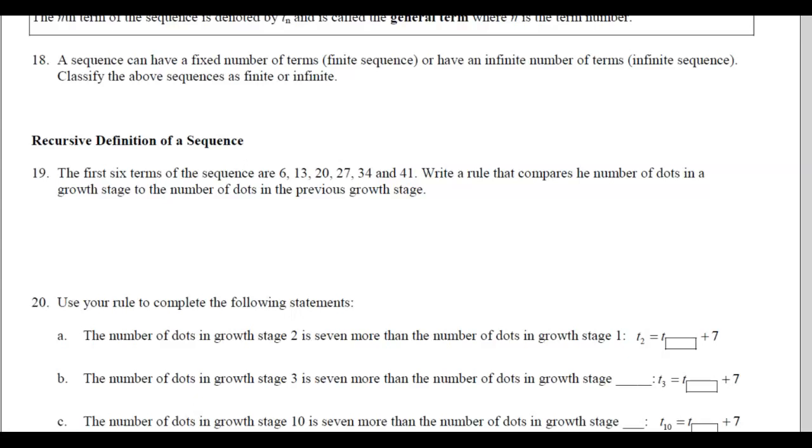So the first 6 terms of the sequence are 6, 13, 20, 27, etc. Write a rule that compares the number of dots in a growth stage to the number of dots in the previous. Well, that's how we got all these. We keep adding 7, right? So each successive term is 7 more than the previous term.